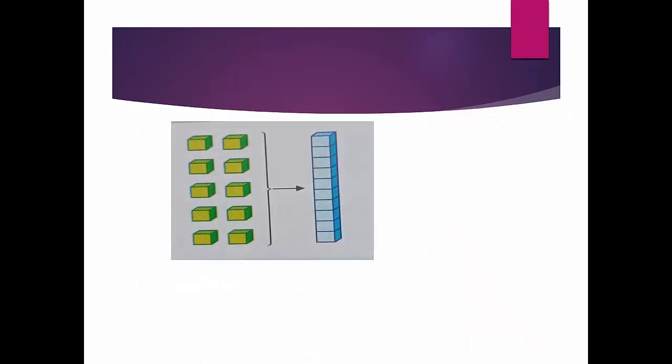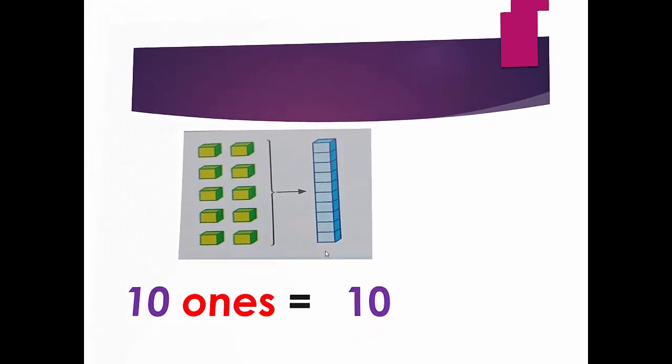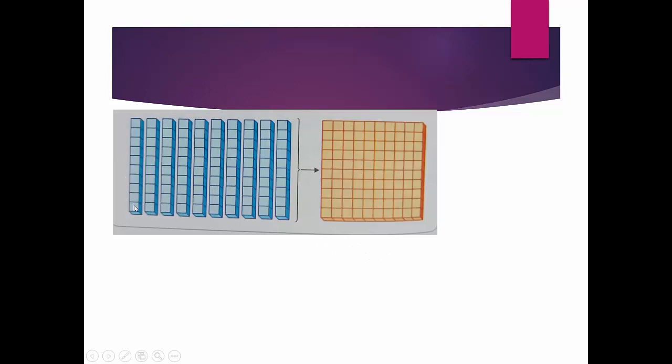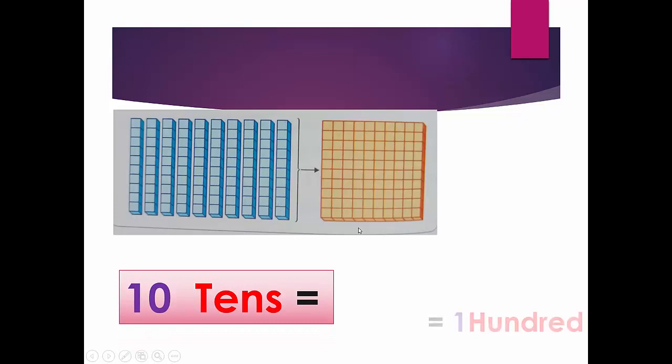Okay. Now, my students, let's remember together how many ones here? 1, 2, 3, 4, 5, 6, 7, 8, 9, 10. 10 ones make 10. And how many tens here? Let's count together. 1, 2, 3, 4, 5, 6, 7, 8, 9, 10. I have 10 tens. 10 tens give me 100.